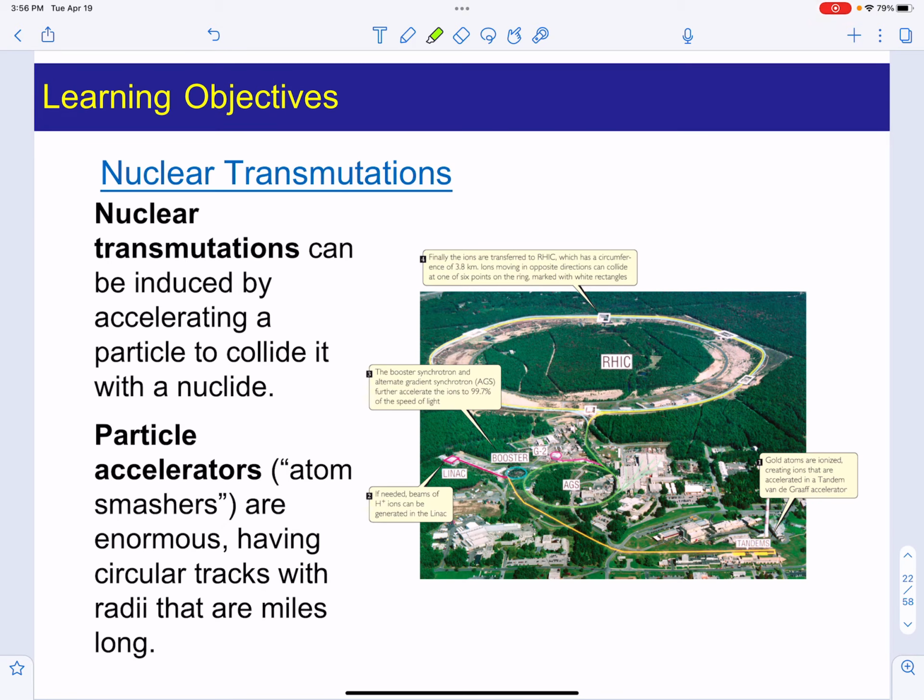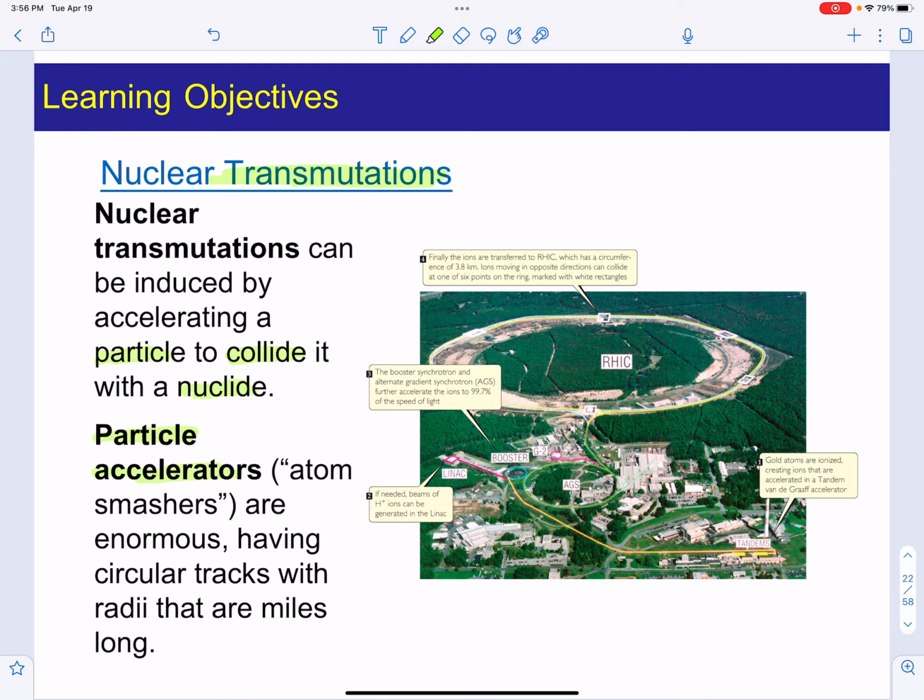So a different concept: nuclear transmutations. That means transforming one element into another element. We usually do that by colliding particles, a particle like an alpha, beta, neutron, or proton colliding with a nuclide, like uranium-235. Another way to do that is by taking two atoms and smashing them together. We usually do that in particle accelerators.